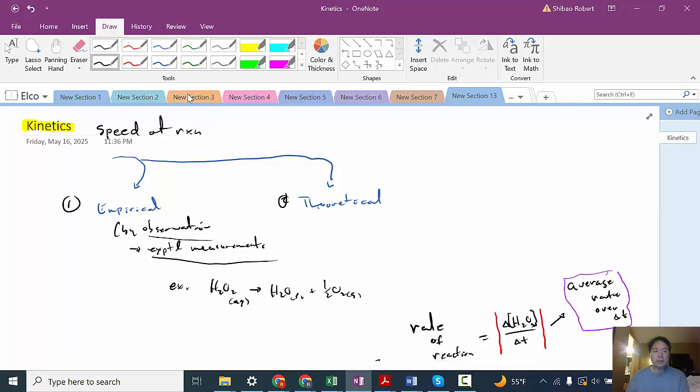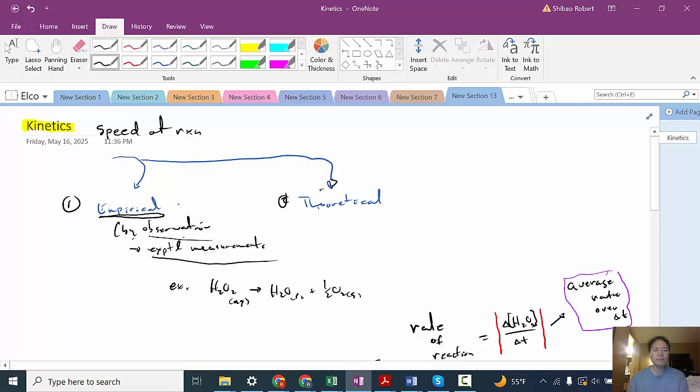And we're going to study kinetics in two ways. First, we're going to do an empirical analysis of the speed. Empirical analysis is by observation here. In other words, experimental measurements. In the second part of this chapter, we're going to look at the theoretical analysis of kinetics.